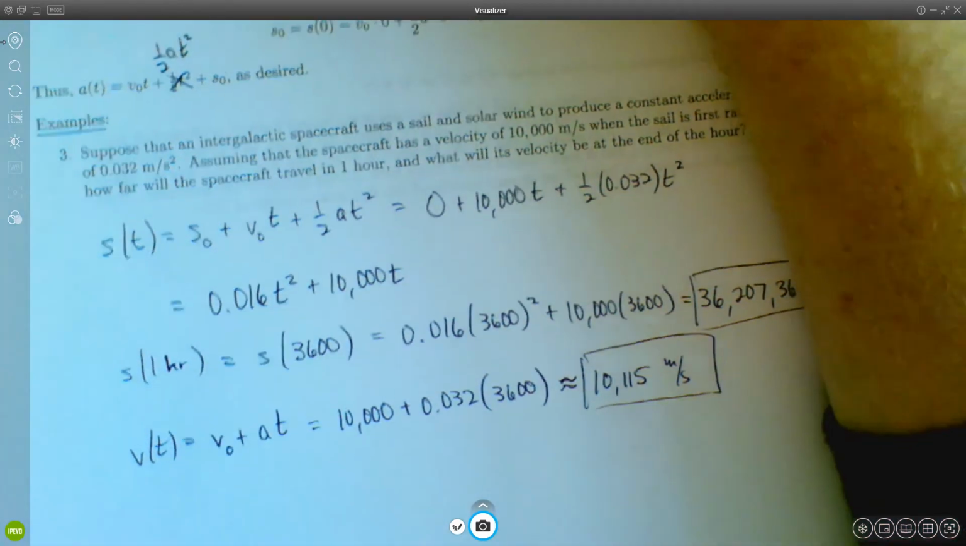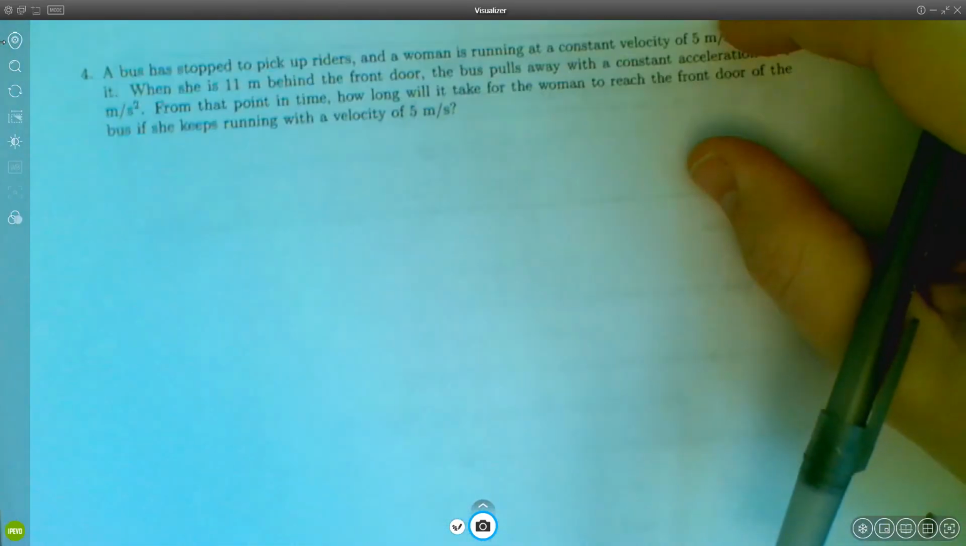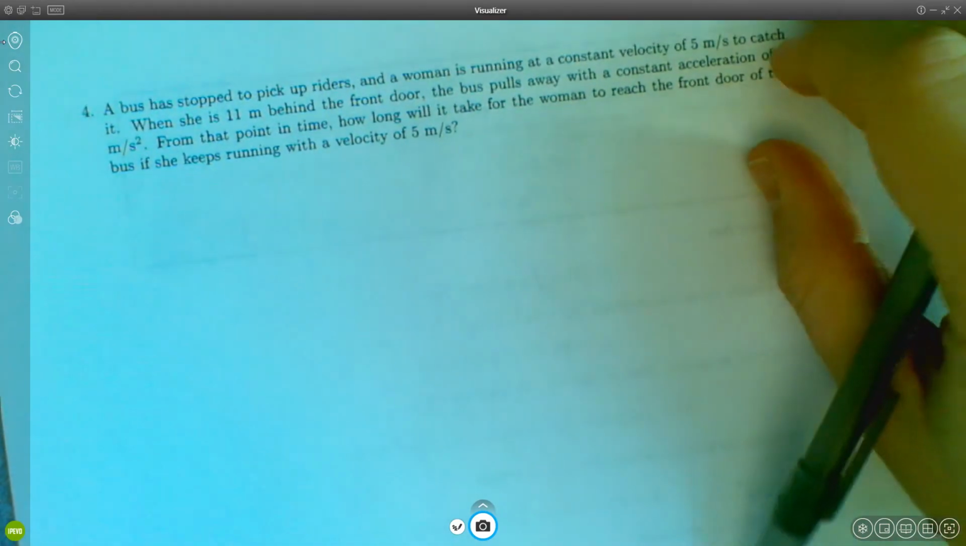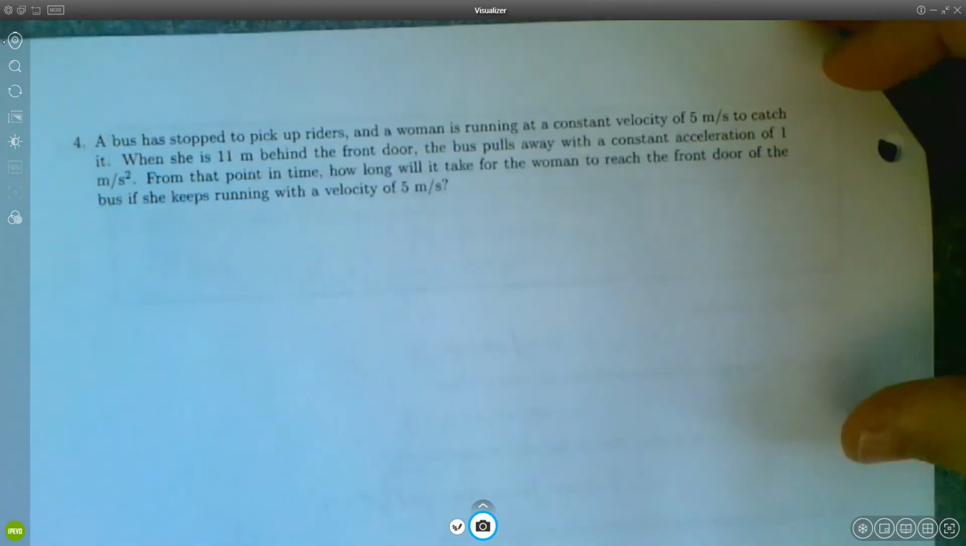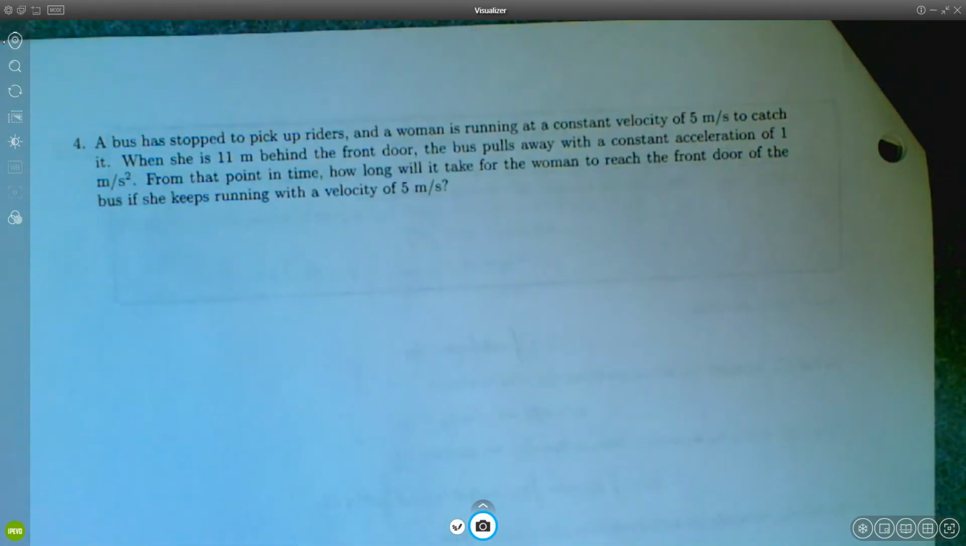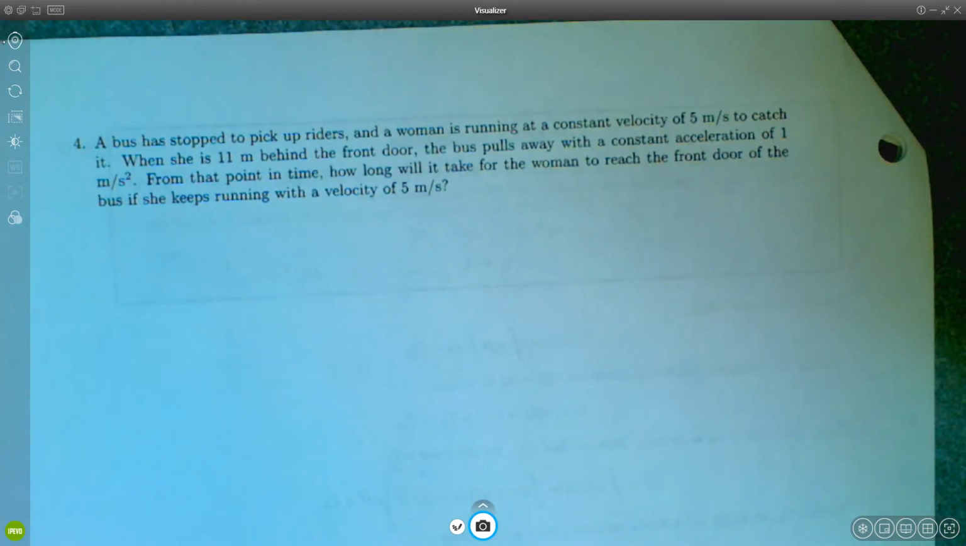Very good. Here, let's practice a little more with this constant acceleration idea. Oh, so here's an interesting one. Okay, so it says, a bus has stopped to pick up riders, and a woman is running at a constant rate of 5 meters per second to catch it. When she's 11 meters behind the front door, the bus pulls away with a constant acceleration of 1 meter per second squared. From that point in time, how long will it take for the woman to reach the front door of the bus if she keeps running with a velocity of 5 meters per second?